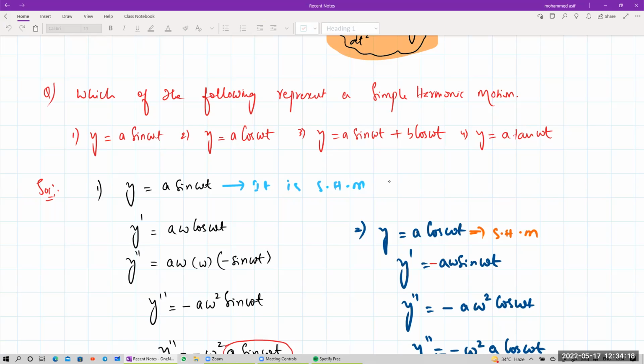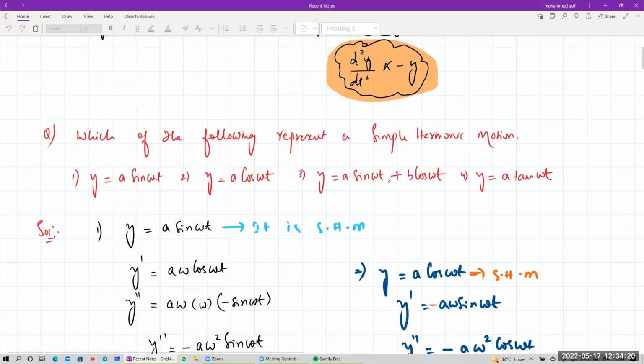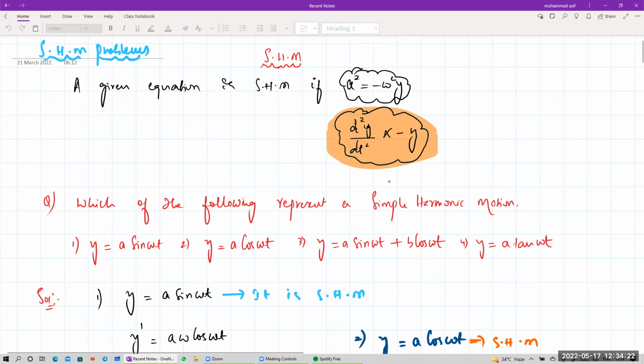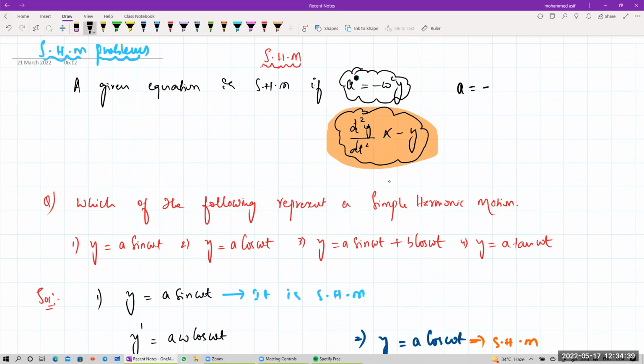You know that any equation will represent SHM when? See, any given equation is SHM if acceleration is equal to how much? A is equal to minus omega square into y, isn't it? Yes, sir. If the given equation is in the form of a equals minus omega square into y, then that is called SHM.